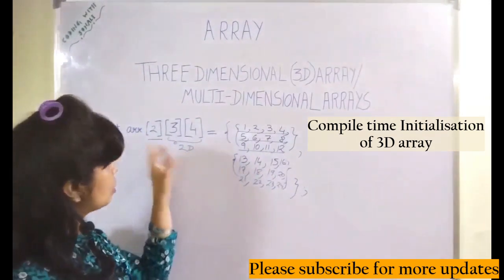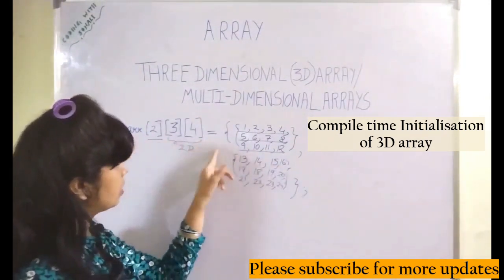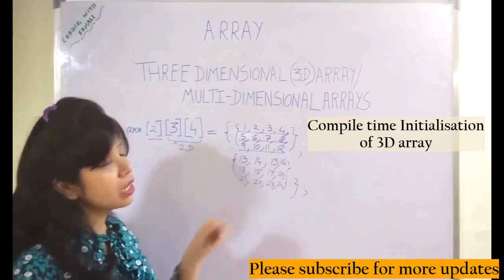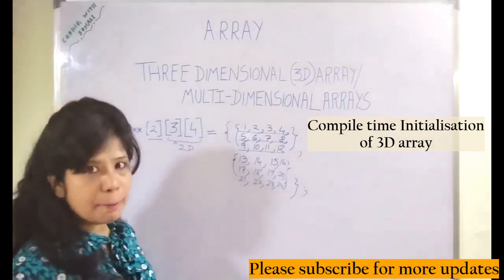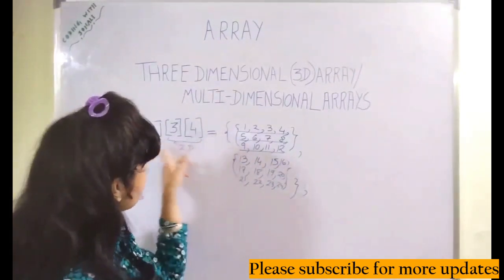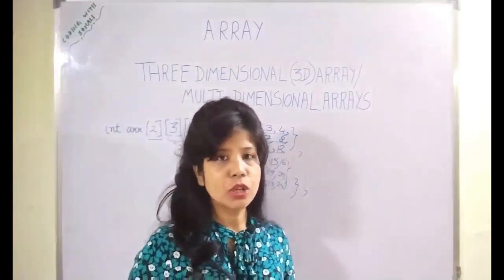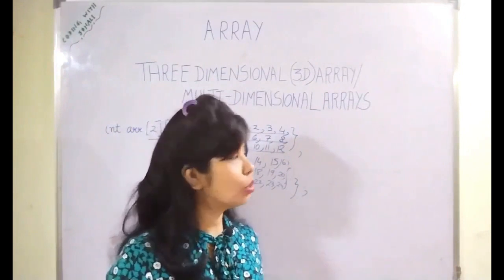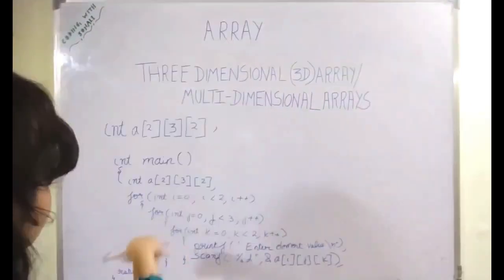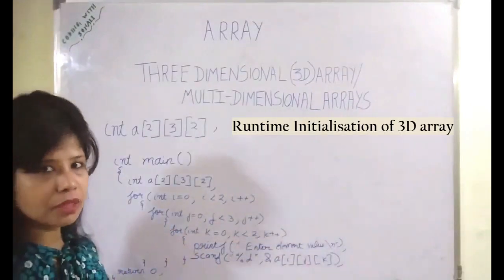So here, this initialization which I am doing, that is, I am declaring and initializing the array, is compile time initialization. And what will be the runtime initialization? Whenever at runtime you ask the user to give the input from the console, in that case it will be runtime initialization of the 3D array.